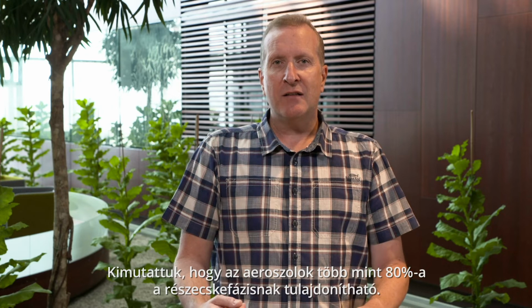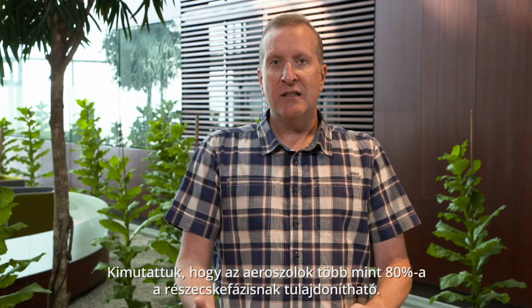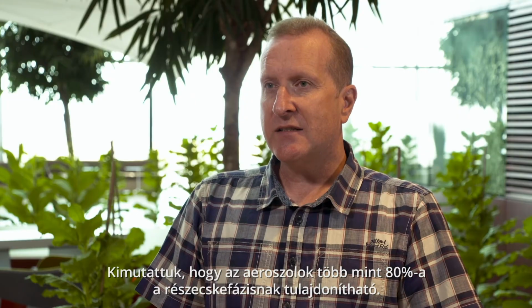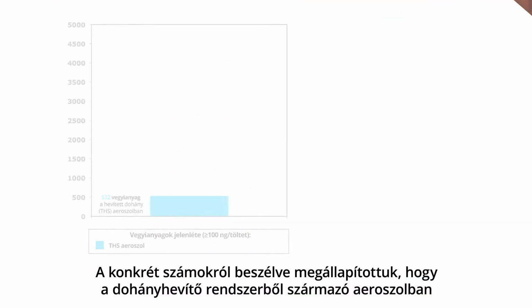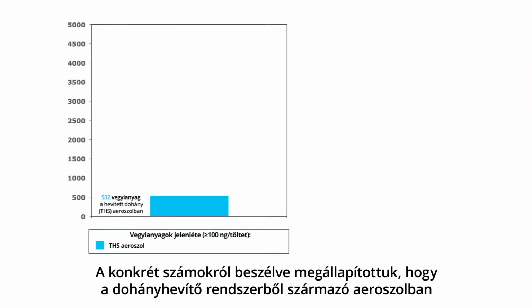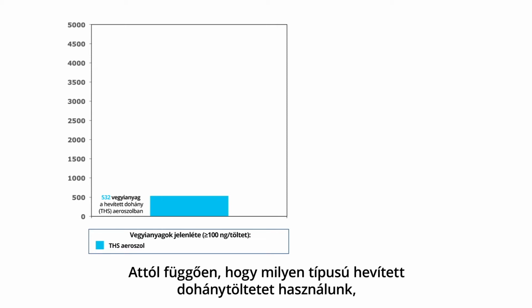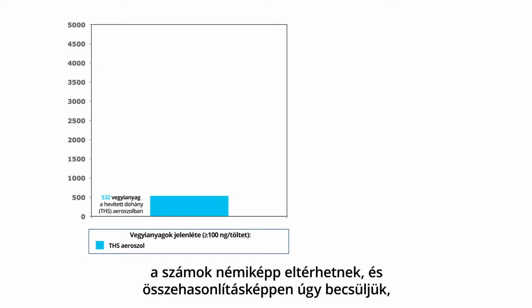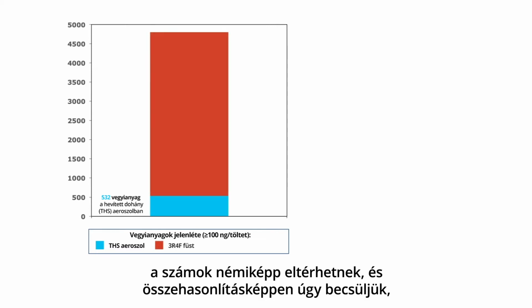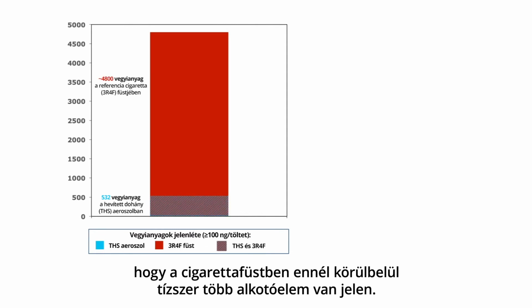We have demonstrated that over 80% of the aerosol is attributable to the particulate phase. Talking about numbers, including water, nicotine and glycerin, we have determined that there are 532 chemical constituents present in the aerosol of a heated tobacco product. Depending upon the variant of the heated tobacco stick that we use, the numbers vary slightly. And in comparison, we estimate that there are approximately 10-fold higher numbers of constituents present in cigarette smoke.